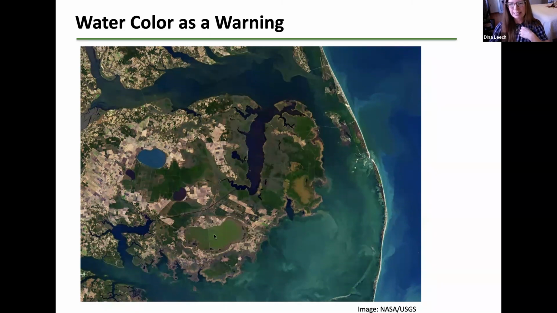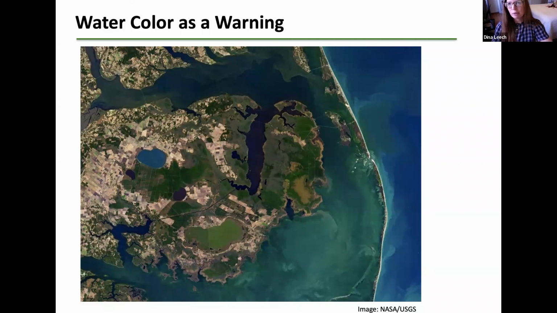This is Lake Mattamuskeet, which is the largest natural lake in North Carolina, and it's looking pretty green these days, as well as the Albemarle Pamlico Sound. We have this big bloom going on in the Pamlico Sound. These different colors are screaming to us in some cases that something is wrong, particularly in the Albemarle Pamlico Sound and in Lake Mattamuskeet. So we have to be mindful of these changes in color and what they mean not only for our health, but what they mean for the health of the organisms living in these systems. And so just some parting thoughts.